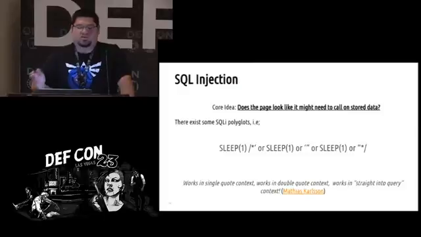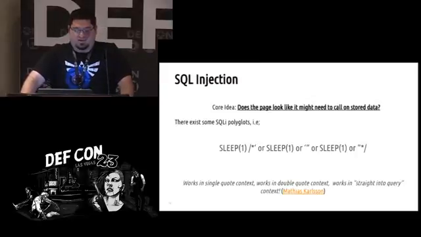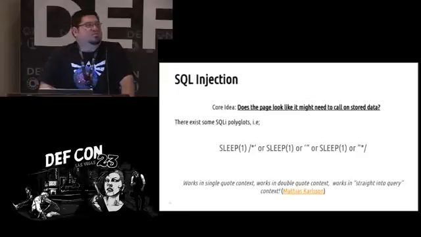The core idea: does the page look like it might need to call on some stored data? Obviously. This is Matthias's SQLi polyglot, where it'll execute in single quote, double quote, and straight into query context. I'd seen a lot of cross-site scripting polyglots. And you remember, these are things that scanners are starting to do, right? They don't want to send 1 million fuzzing payloads to a parameter because you have like 8 million parameters on a page, so it just takes forever to scan things, right?